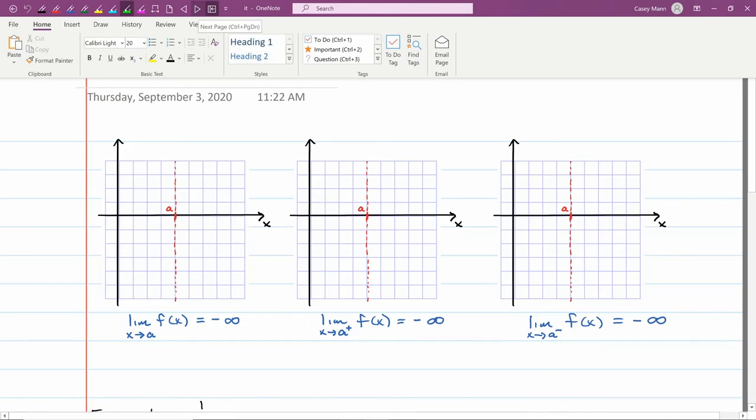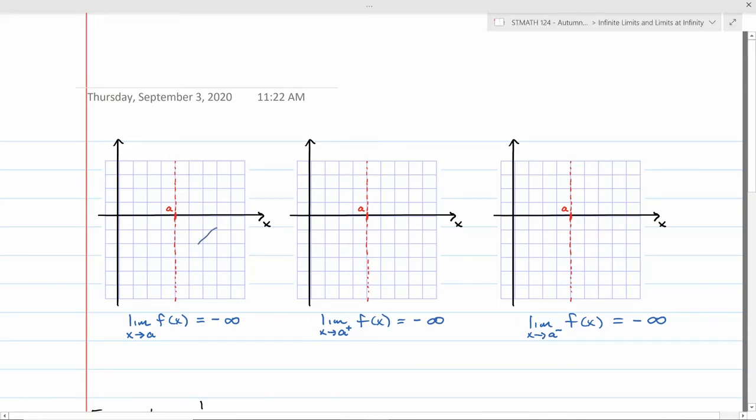So we might see this sort of behavior here, stuff like this could happen. So there's the two-sided version. Or we could have the limit coming in from the right go to negative infinity, so something like this could happen. And then a left-handed version, something like that could happen.